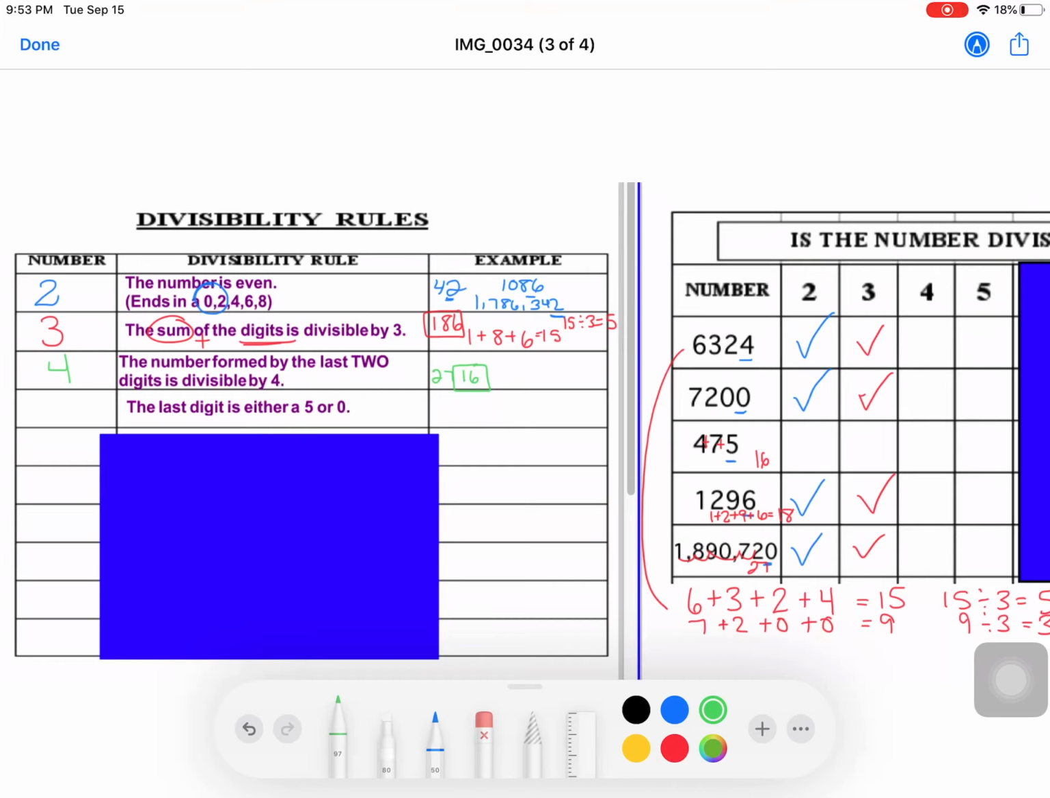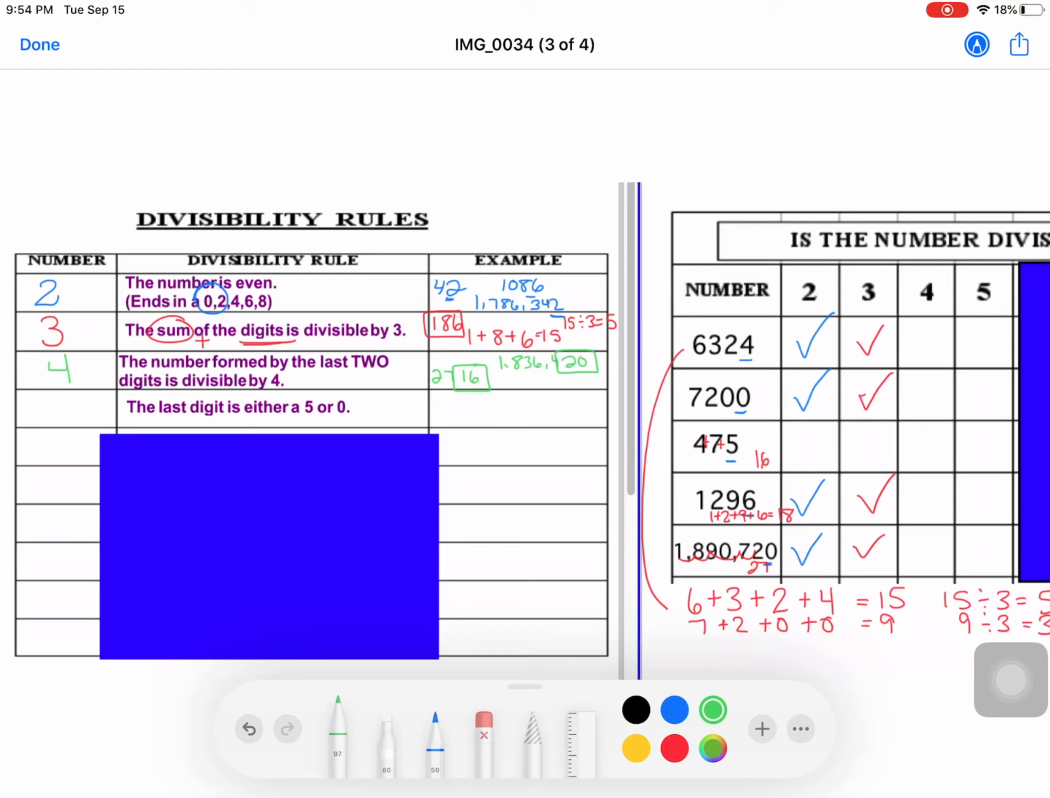I could do a number like 1,836,420. The number formed by the last 2 digits is a 20. Is that a multiple of 4? Yes, it is. So therefore, I know 4 goes into that number evenly if I were to divide it out.